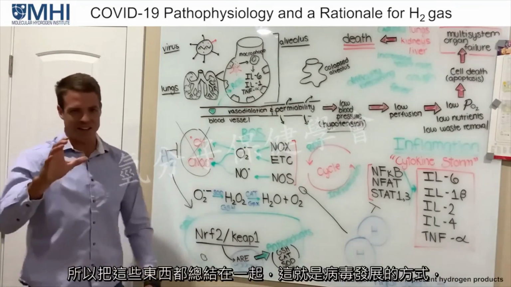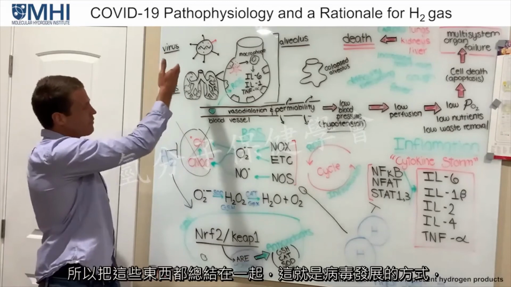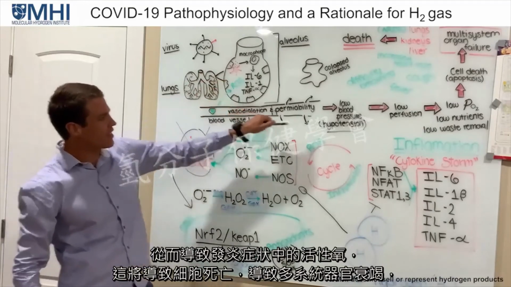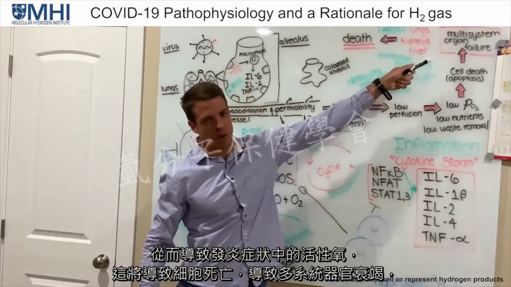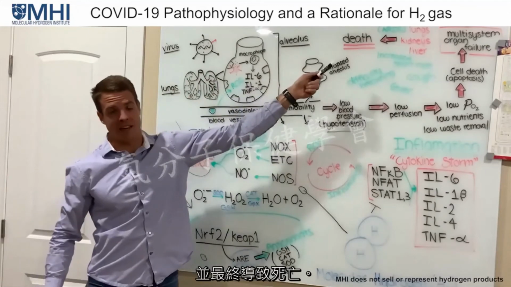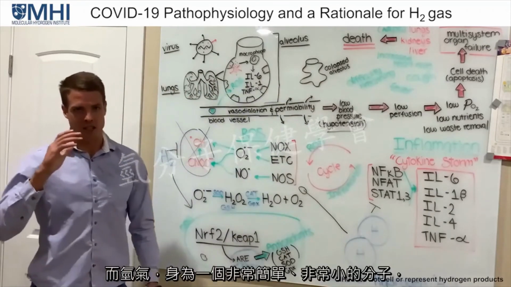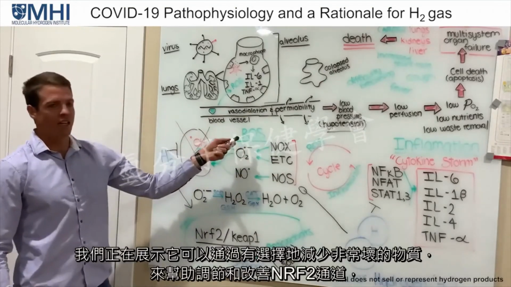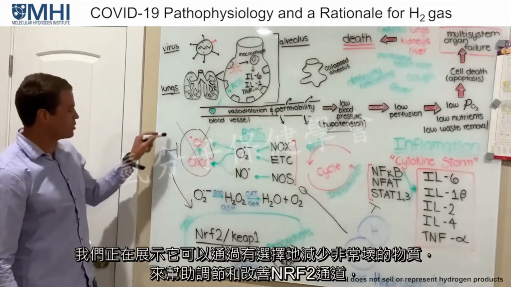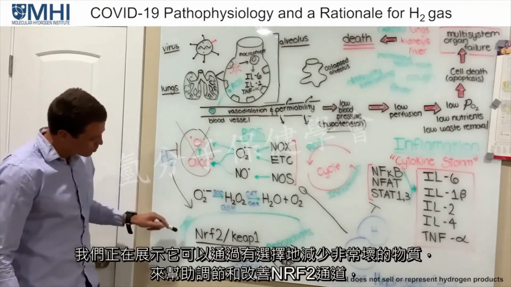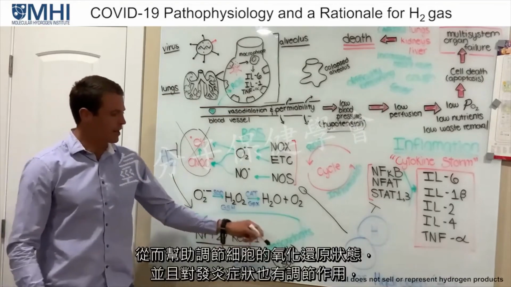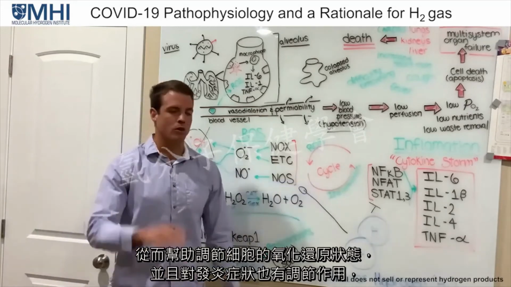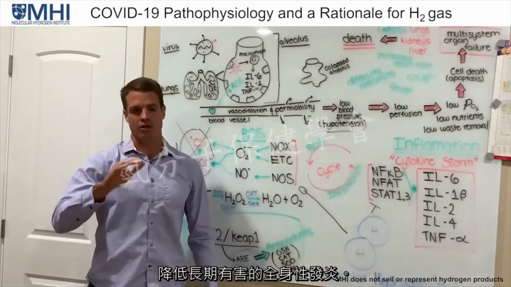So, to sum it all up together, this is how the virus progresses, leading to reactive oxygen species and inflammation. That's going to cause all the way to cell death, multi-system organ failure, and eventually, potentially death, right? And hydrogen gas, being a very simple, small molecule, we're showing it can help to regulate the redox status of the cell by selectively reducing the very bad guys, help to regulate and improve the NRF2-Keap1 pathway to maintain our body's redox homeostasis, and also has regulatory effects with the inflammation to lower chronic, harmful systemic inflammation.